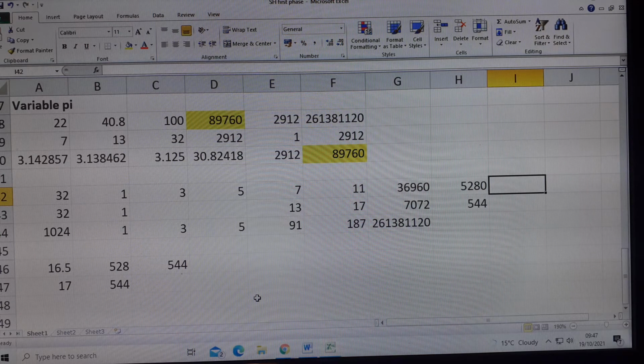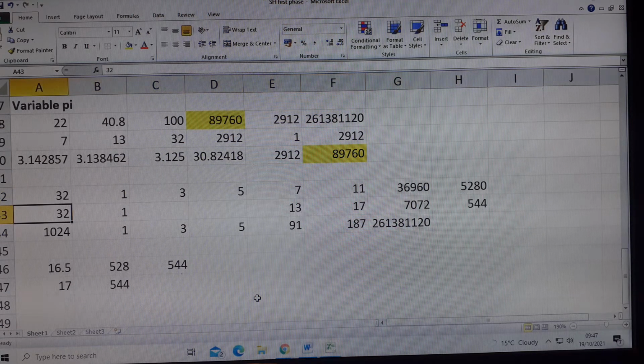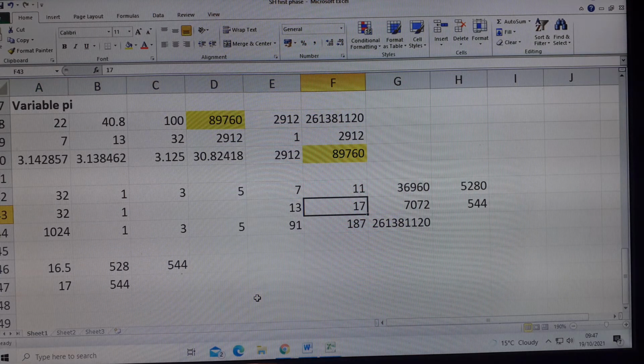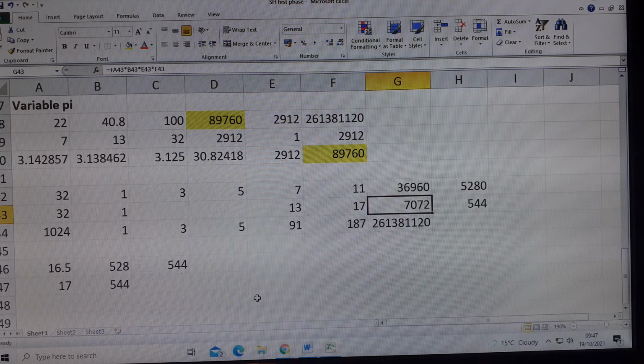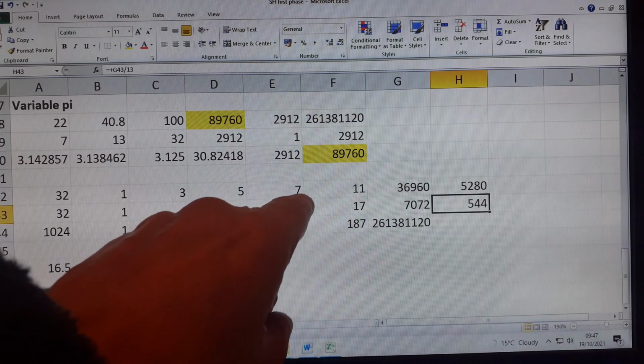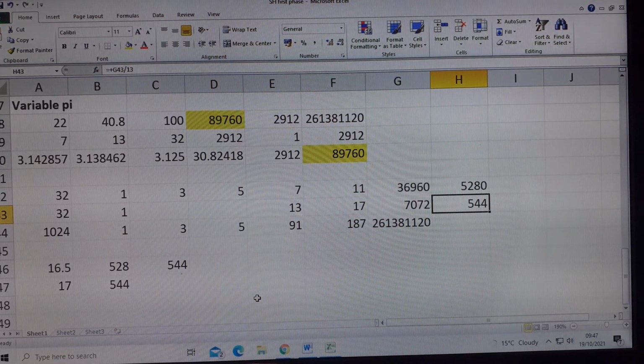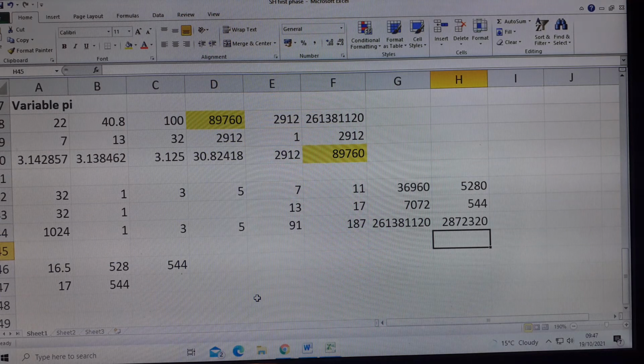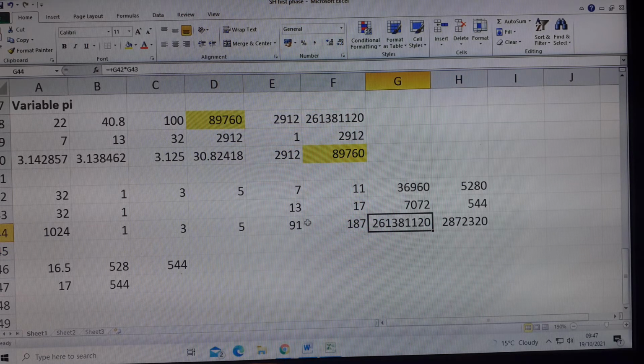Now we carry on with the missing units. And they are 32 times 1, 13 and 17, which gives 7072. And we divide that by 13, again the denominator in Thom pi, we get 544. And that 2872,320 is what you get when you divide that by that.